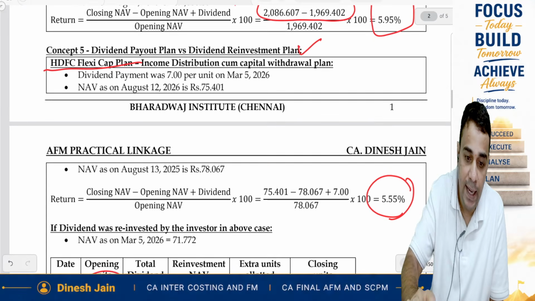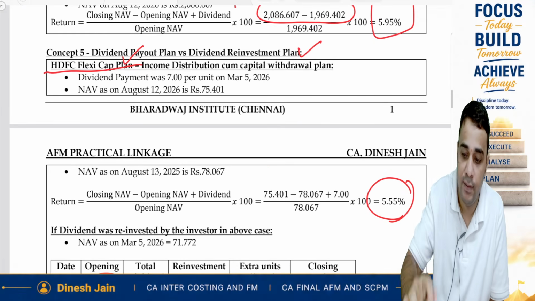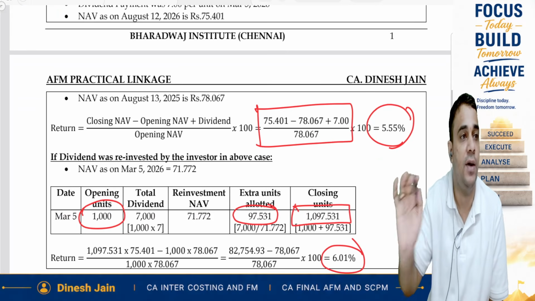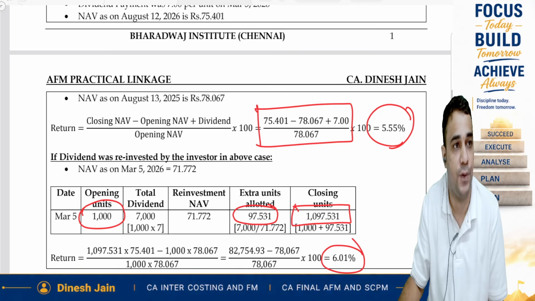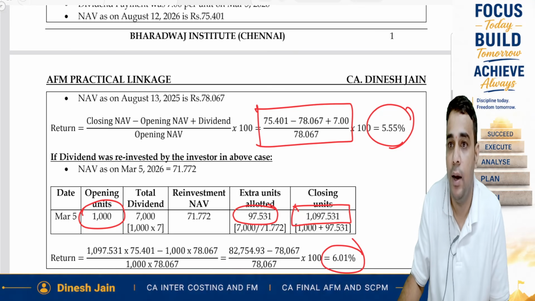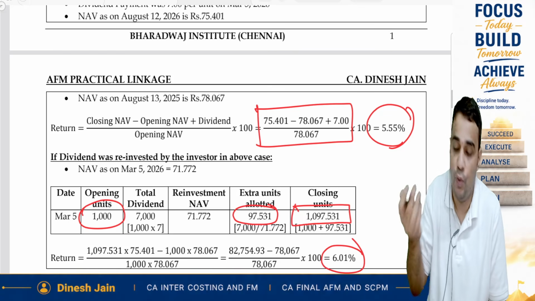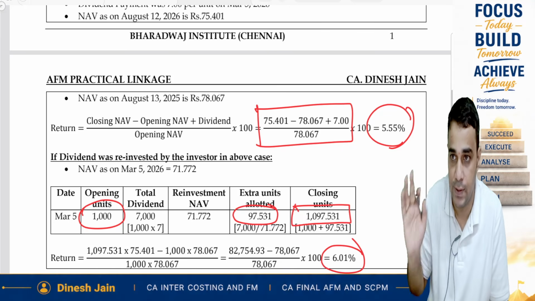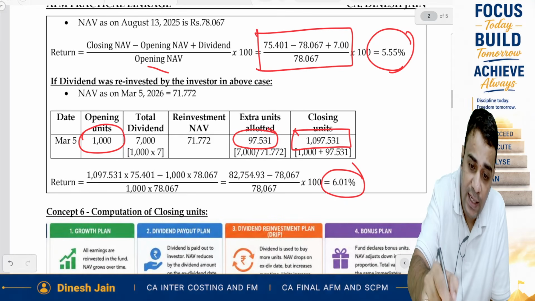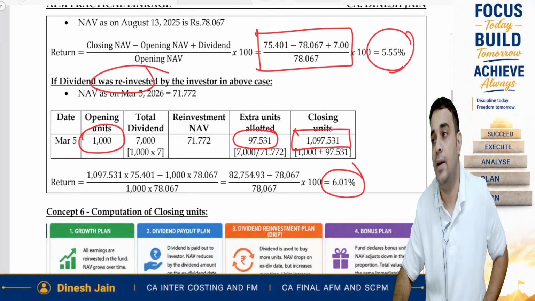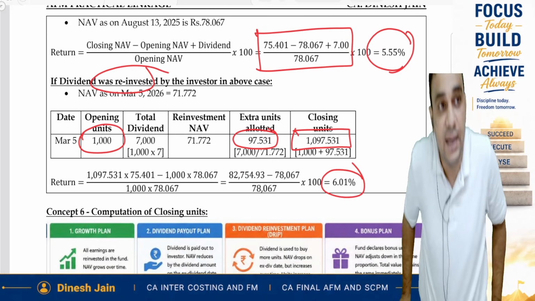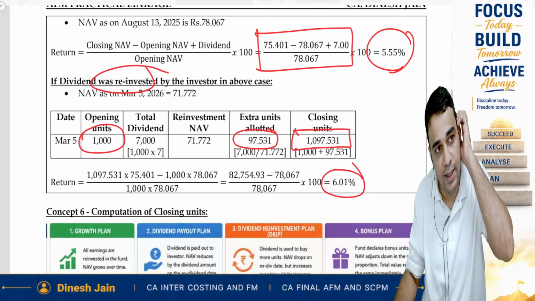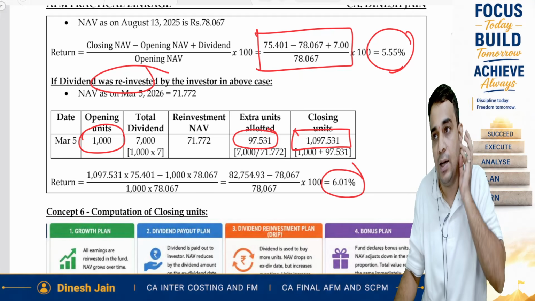Okay, same flexi cap plan, payout. This is NAV1, NAV0, D1, CG1. I have not tried doing into number of units. If you want to do into number of units, do it everywhere and you will get the same answer. Dividend reinvestment plan: get the dividend and reinvest the dividend.